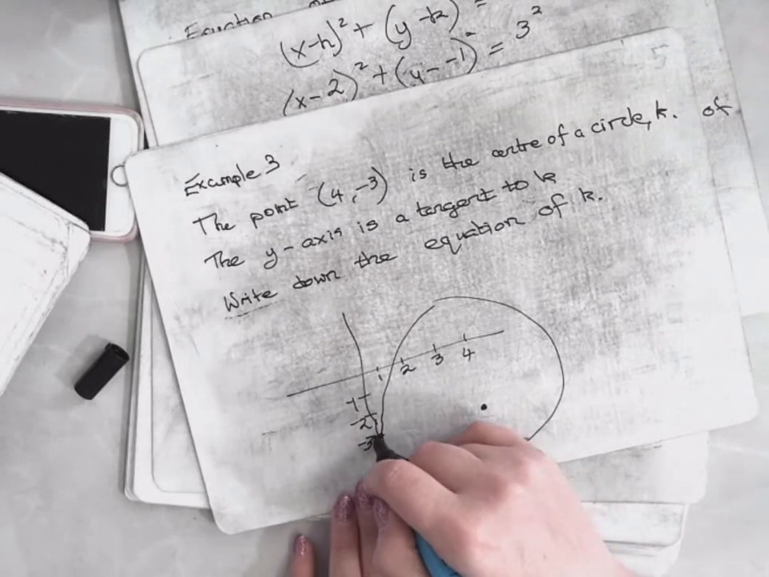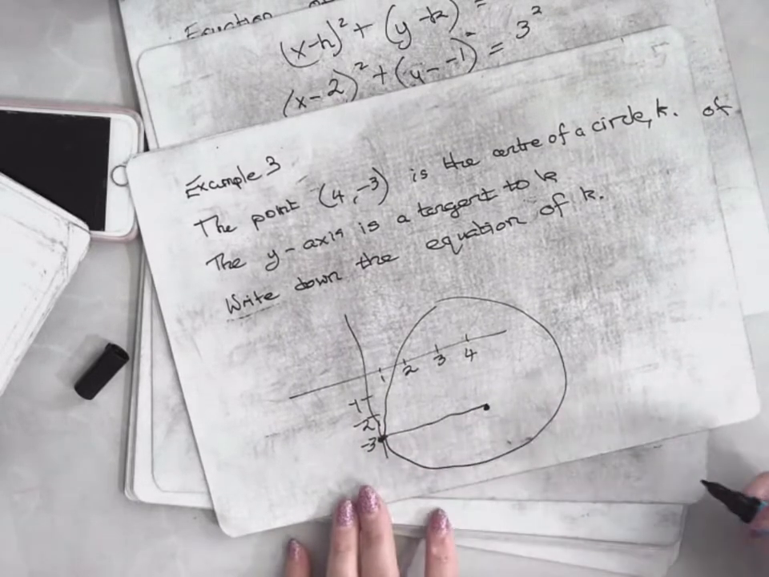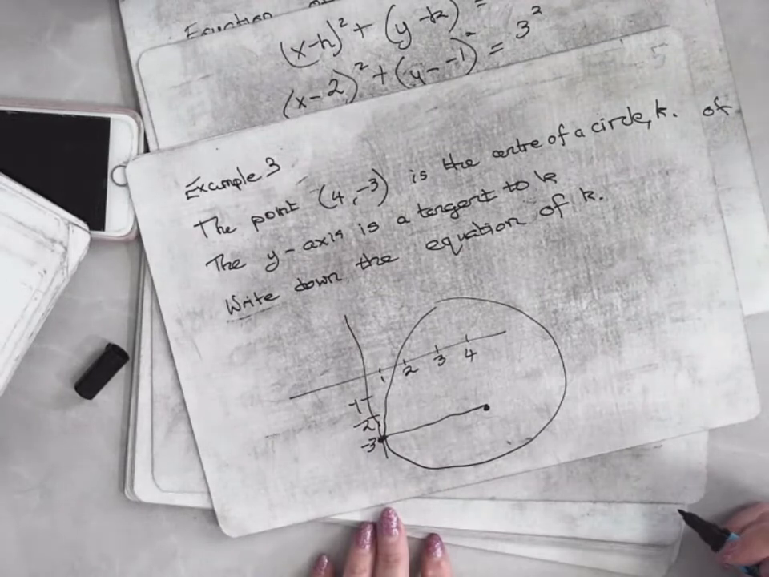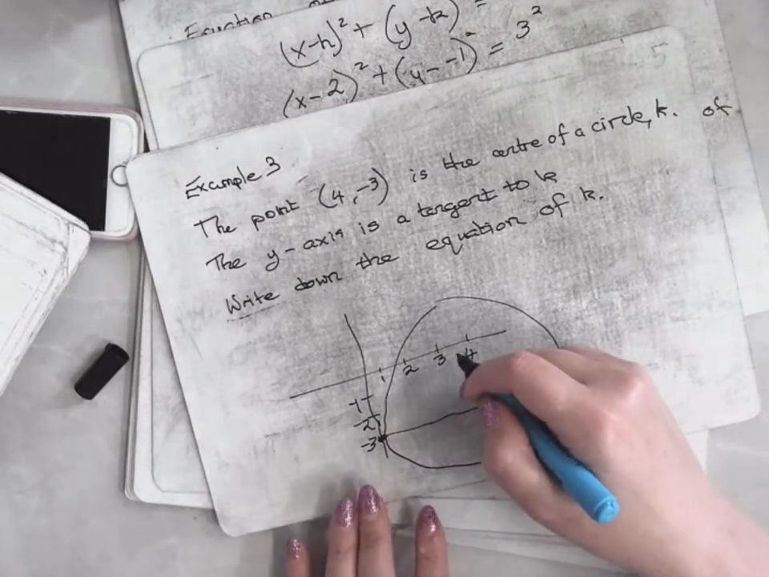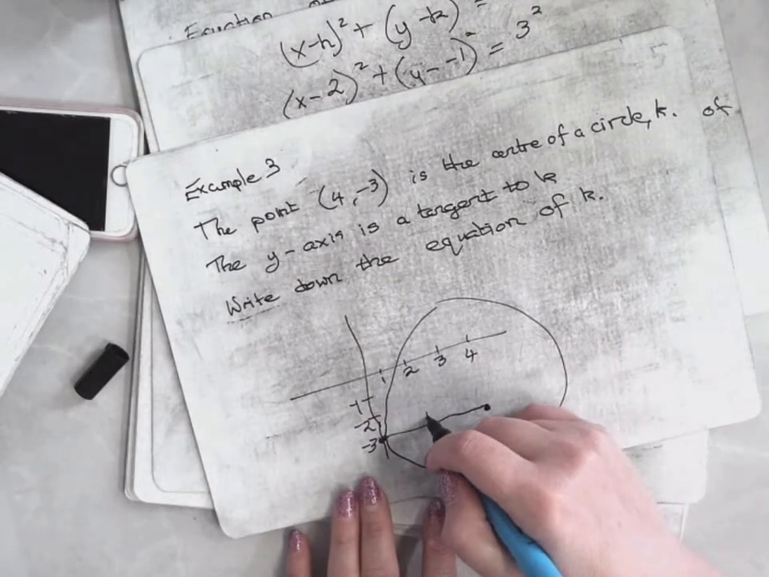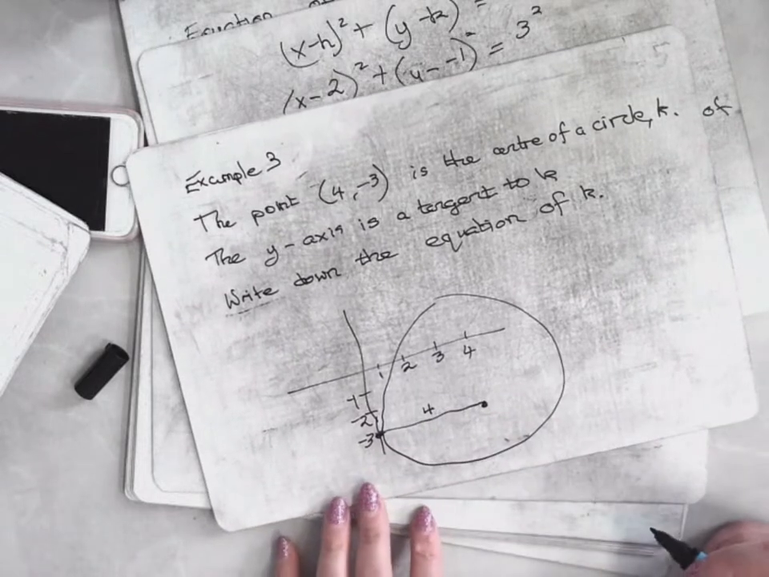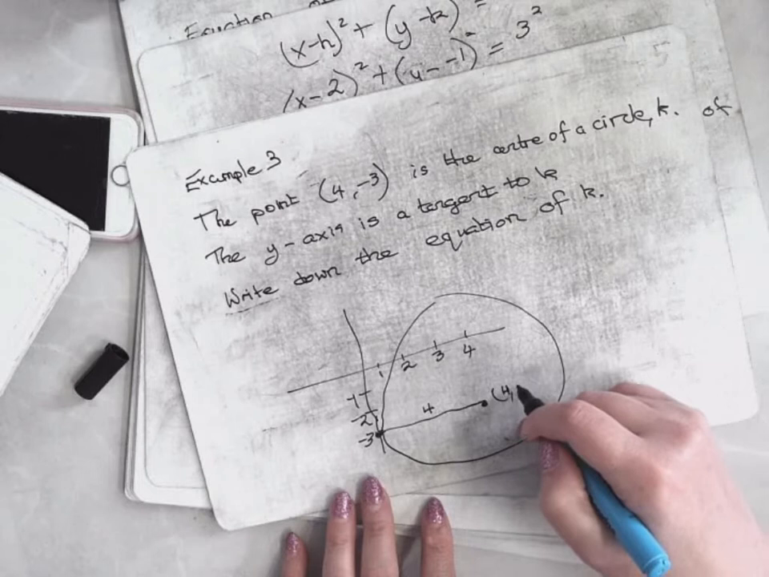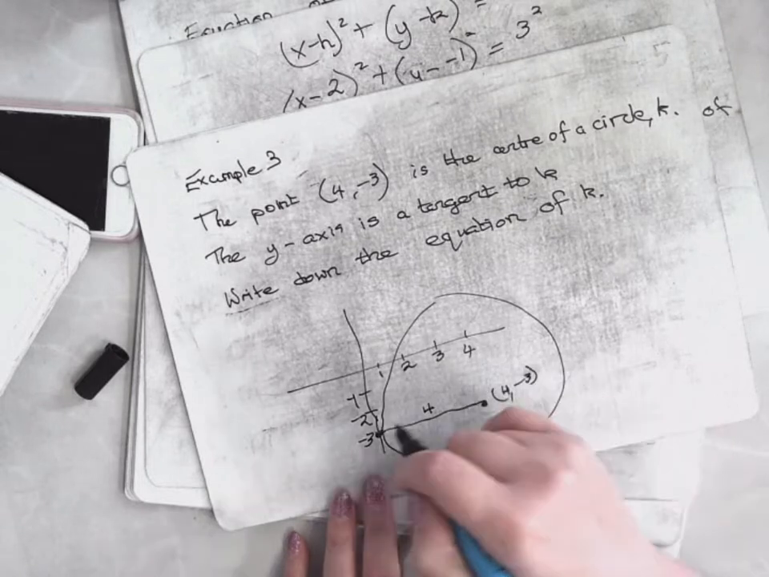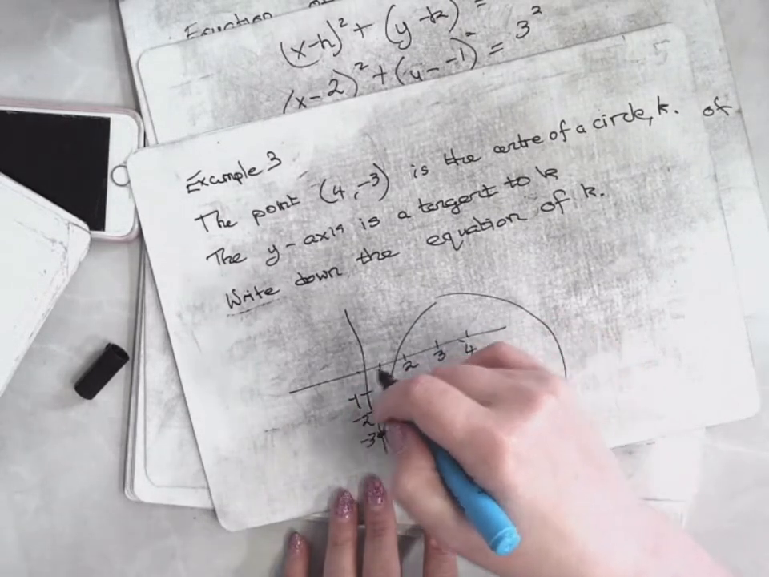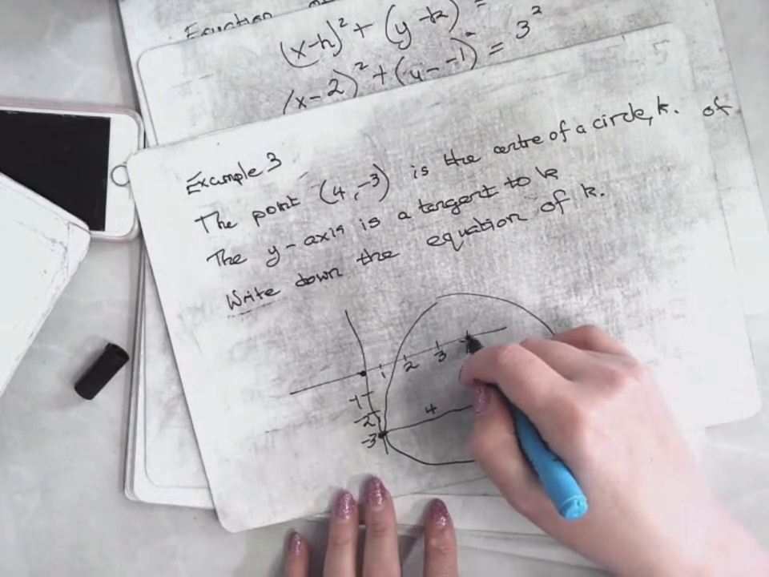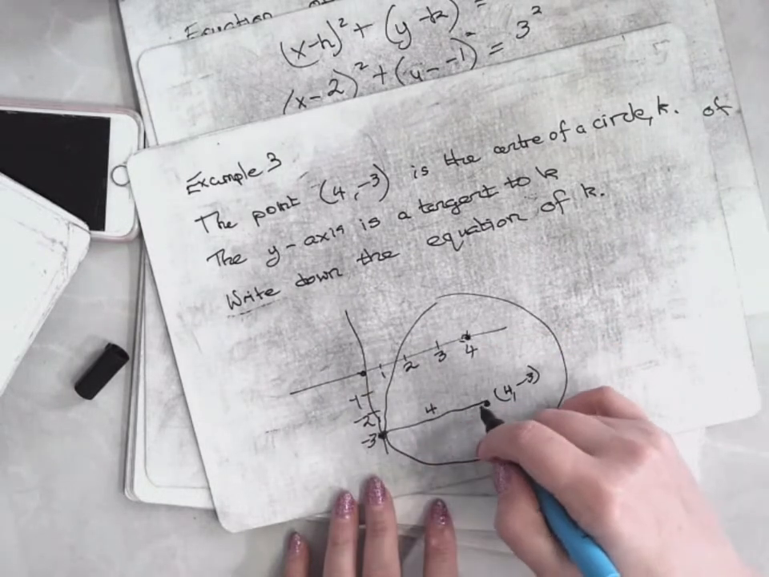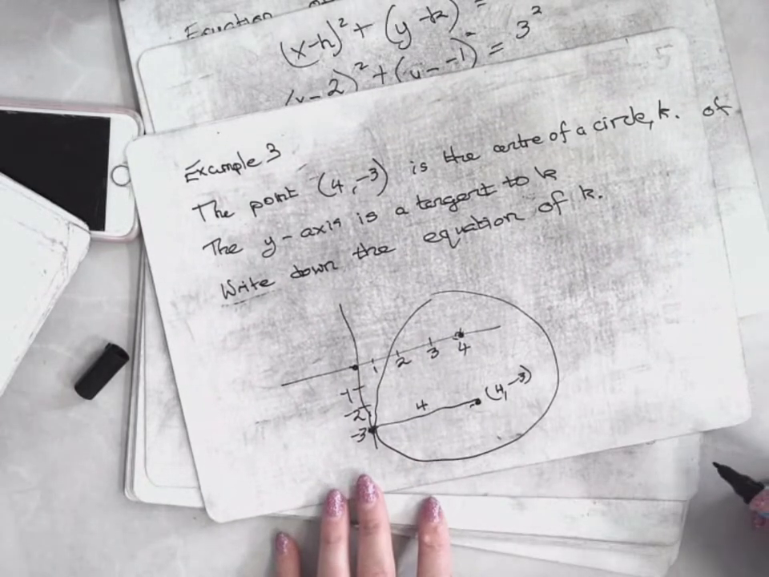Because look, there's the radius. What's the length of that line? 4, isn't it? Because we know that point is (4, minus 3), so to go from here to here is 4. And it's the same down here, from here to here is 4. So the radius is 4. Would you agree?